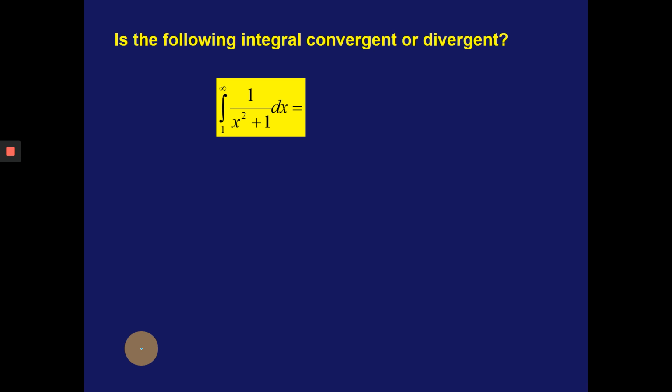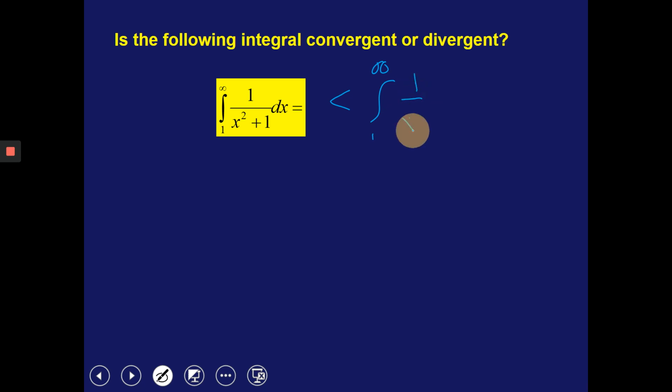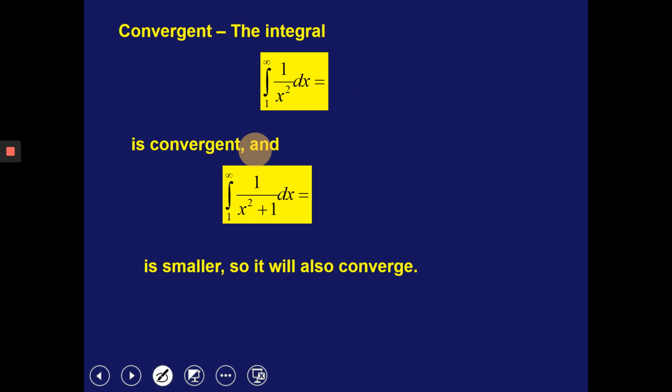What I could have done was say, this integral is less than the integral from 1 to infinity of 1 over x squared, right? This fraction is smaller than this fraction. So if this one converges, this one must also converge. And we already proved that 1 over x squared converged. So this one must also converge. And that's what you would say.